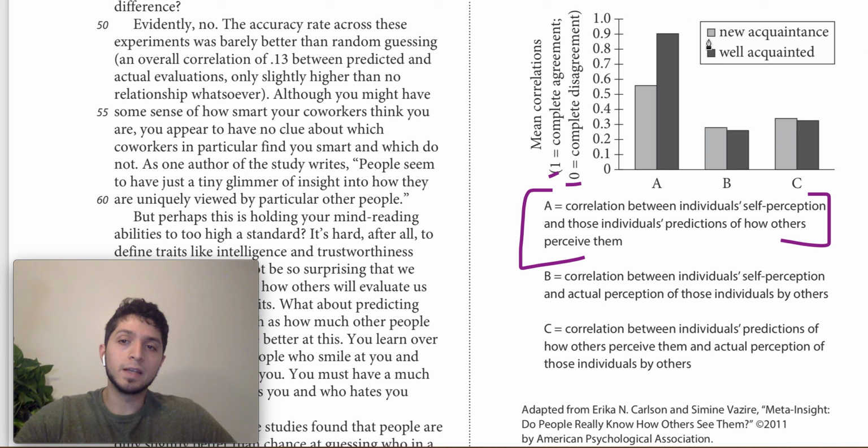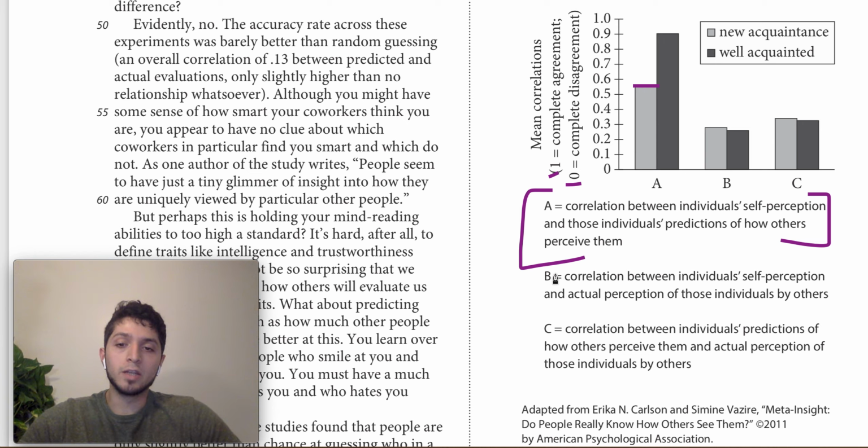Then we also have this distinction between new acquaintance and an old acquaintance, or somebody with whom we're well acquainted. Let's say, for example, I think that I'm trustworthy. What am I going to say about someone who just meets me? How much are they going to say I'm trustworthy? Are they going to think that I'm trustworthy as I see myself as trustworthy? That's what A is. B is separate.